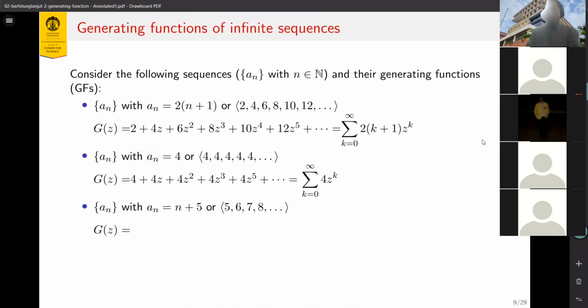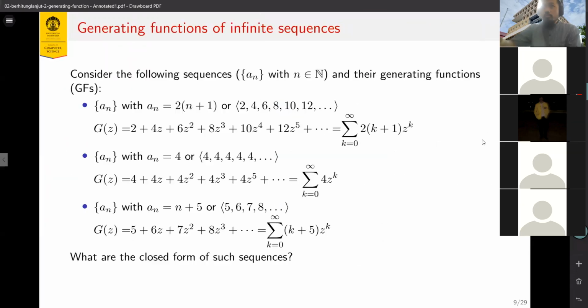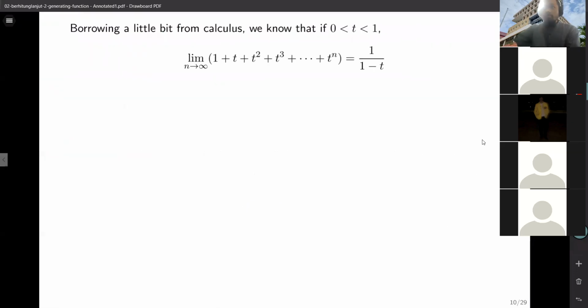So let's see a few other infinite sequences like this and this. So if all 4, then you have this, and you have like this, 5, 6, 7, 8. Then the generating function is this one. So what will be their closed form, right? Now we have to start somewhere. So let's start from the simplest case, one of the simplest cases.